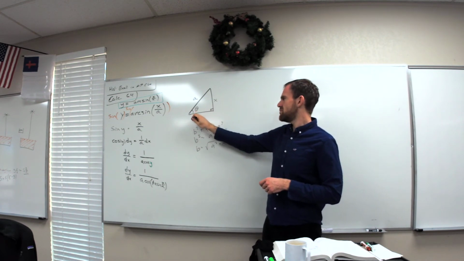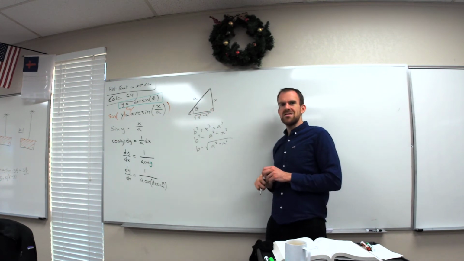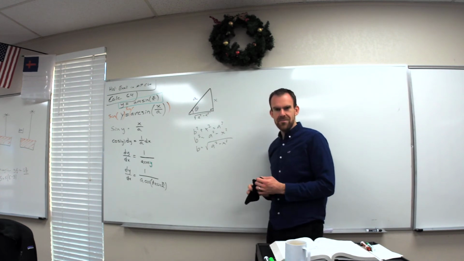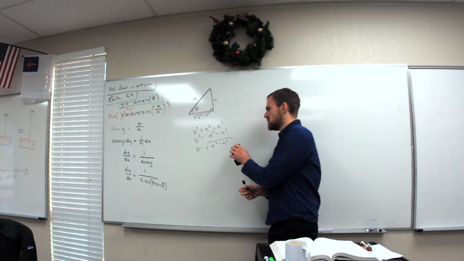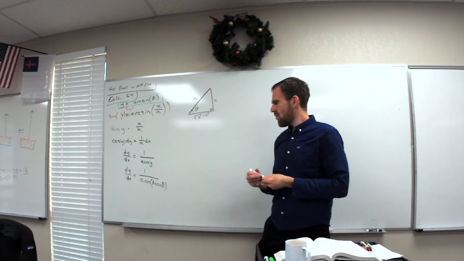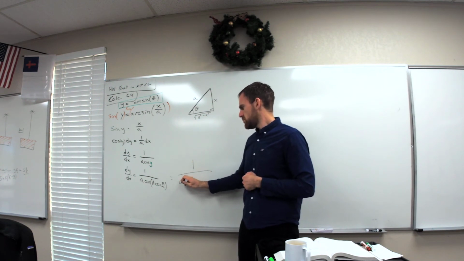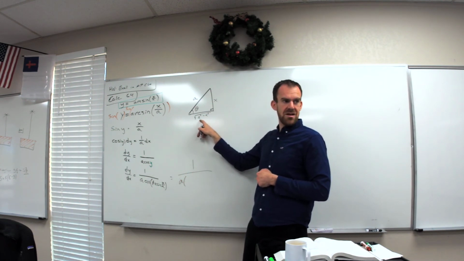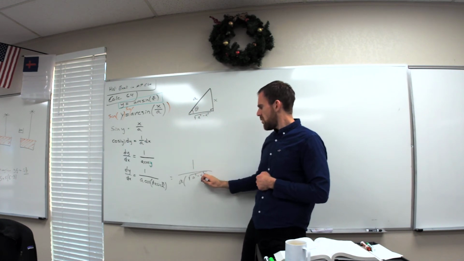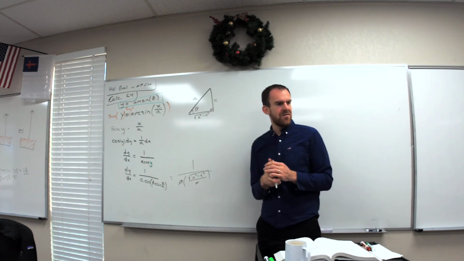Horrible? Not really. You guys stuck? Okay, got it. So, what is cosine of that angle? Adjacent over hypotenuse. So those a's cancel. And now we have the derivative of arcsine.